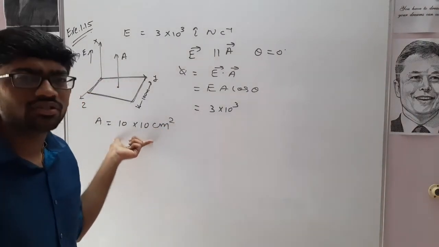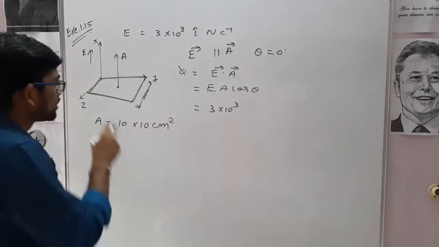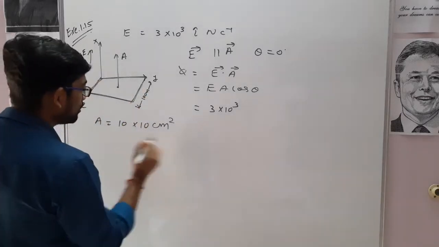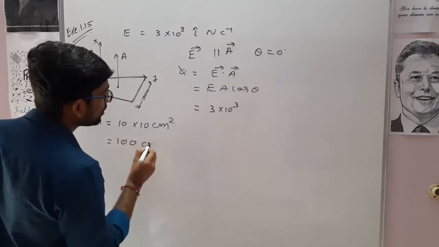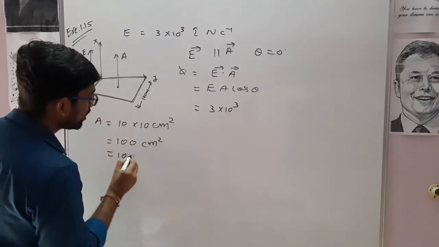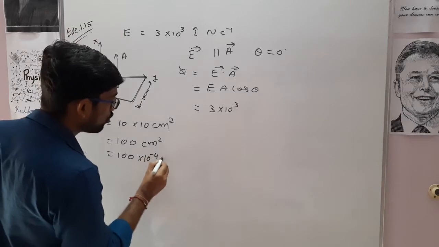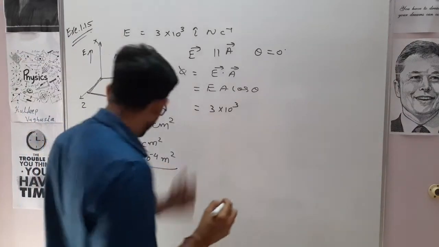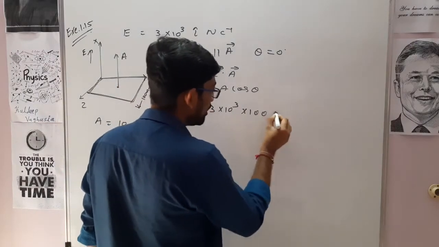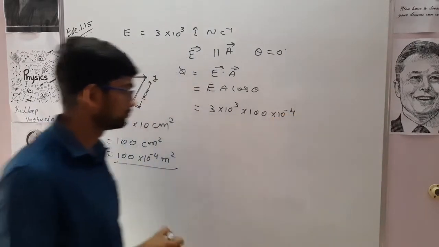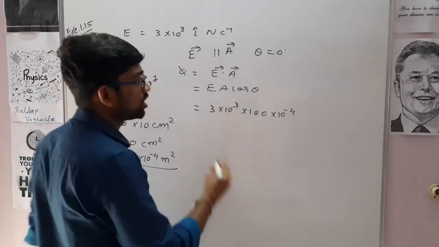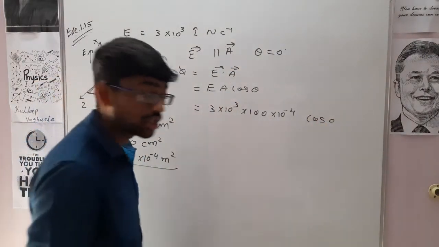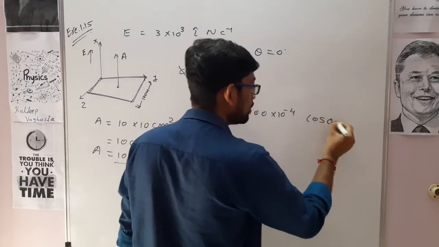Okay, what is area? Length into breadth. Since it is a square, length and breadth are the same. So 10 into 10, that is 100 centimeter square. So you can write 100 into 10 to the power minus 4 meter square. This is the area. So put it here: 100 into 10 to the power minus 4. Done. Cos theta, the angle between them is 0. So cos 0. Cos 0, how much? Cos 0 is 1.